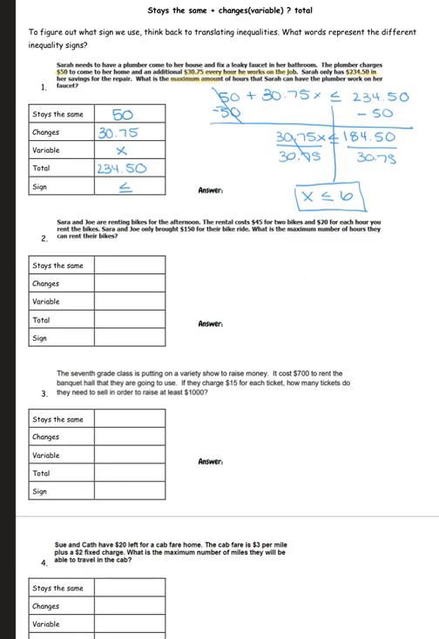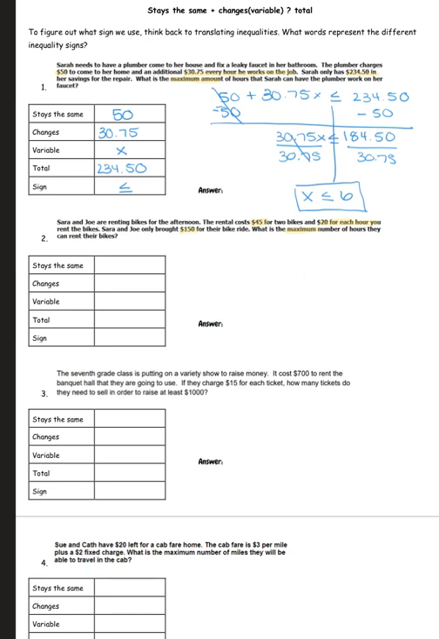The next question says Sarah and Joe are renting bikes for the afternoon. The rental costs $45 for 2 bikes and $20 for each hour you rent the bikes. Sarah and Joe only brought $150 for their bike ride. What is the maximum number of hours they can rent the bike? Let's go through and highlight some important information. We know that it costs $45 to rent 2 bikes, that it's $20 for each hour you rent the bike, and that they only brought $150. What is the maximum number of hours? Again, we're looking at the maximum number.